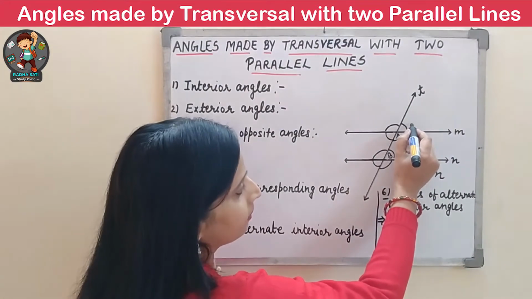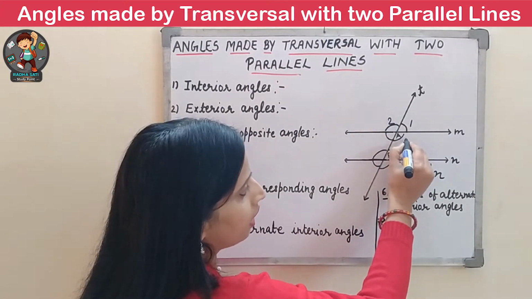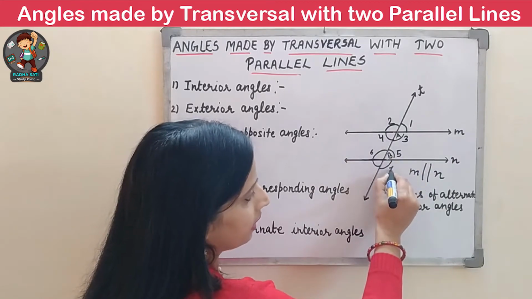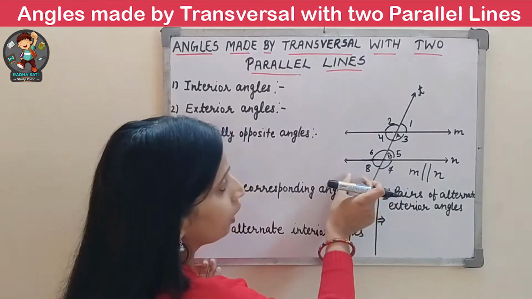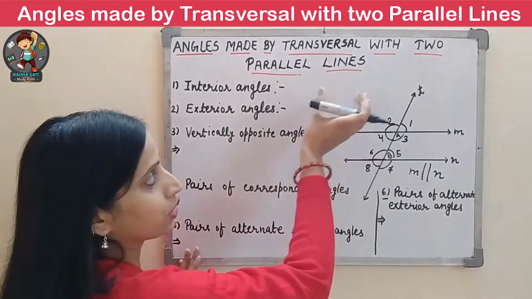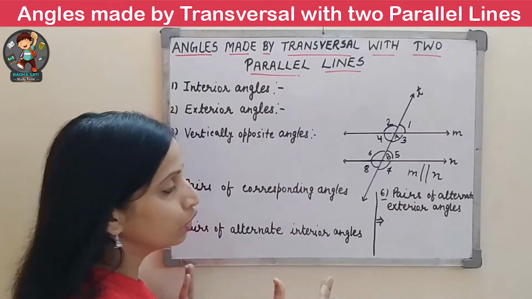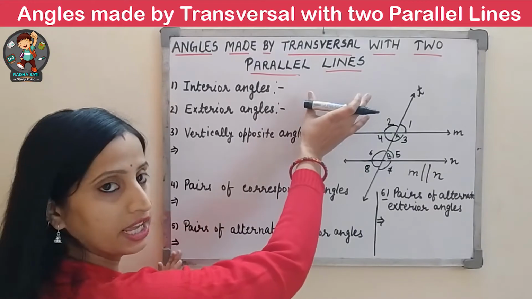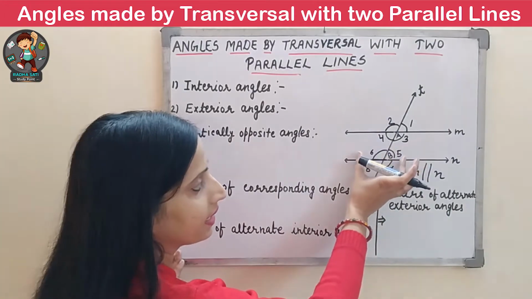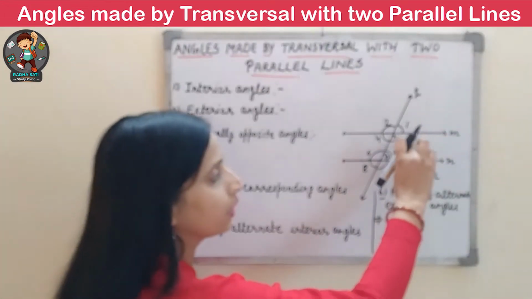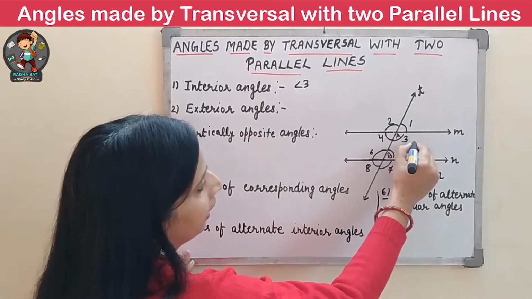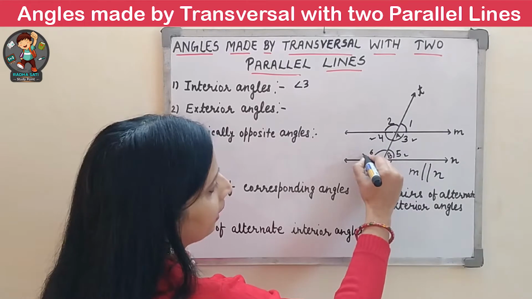So now let us name the angles formed by this transversal: 1, 2, 3, 4, 5, 6, 7 and 8. The properties of these angles will be different when the transversal intersects two parallel lines. First of all, we will just write down the names of the angles. What are the interior angles? Interior angles means angles formed in the interior of these two lines. So the interior angles here will be angle 3, angle 4, angle 5 and angle 6.